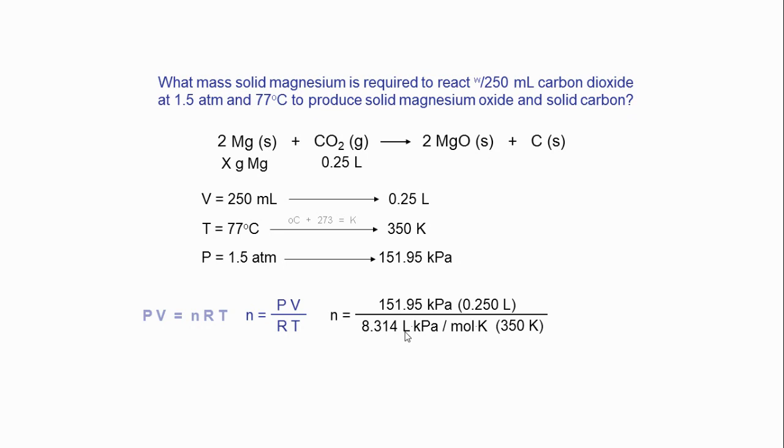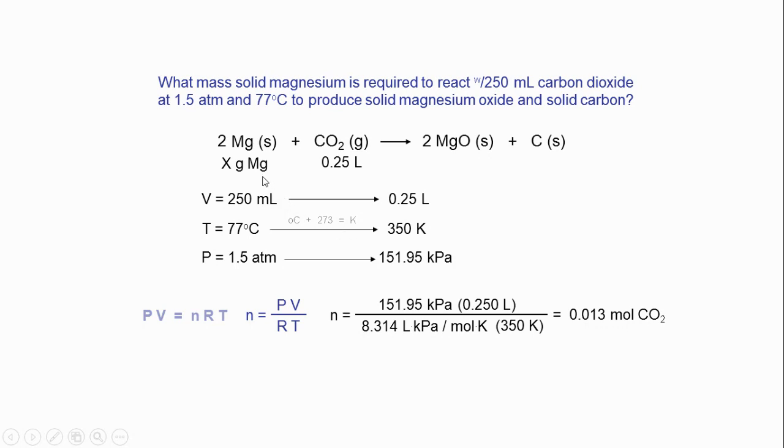If you were wondering, you could have left your pressure in the numerator as 1.5 atmosphere, and then in the denominator, you would have used 0.0821 liter atmosphere per mole Kelvin. In any case, you'll get the same exact value for the moles of carbon dioxide, 0.013 moles. Now, that's not what the question's asking.